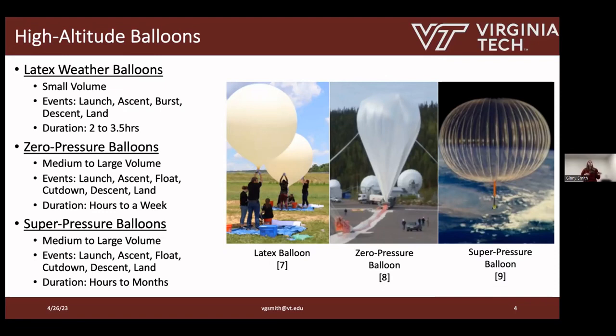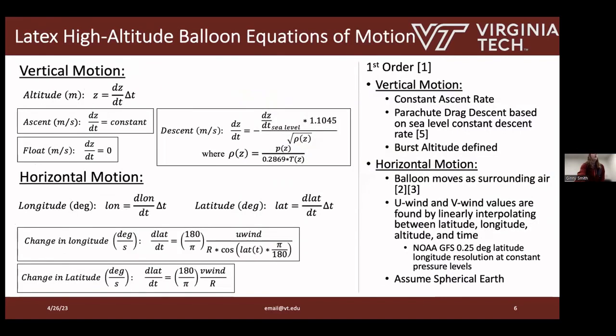And they typically have launch, ascent, float, descent, and land events during their flight, and they can have flights that are hours to months. So you can have up to about 90 days worth of flight right now, especially with your ultra long duration balloons. So these are the kind of balloons that this work is going to be focusing on.